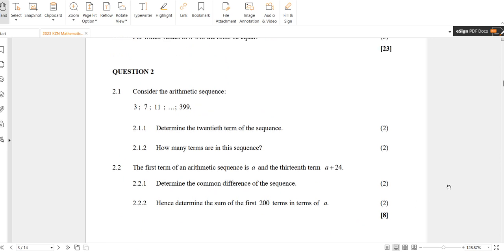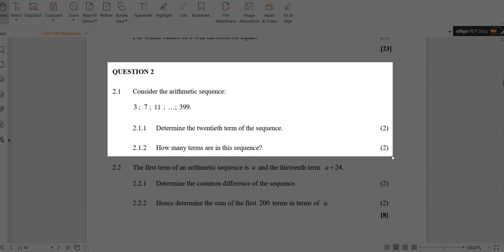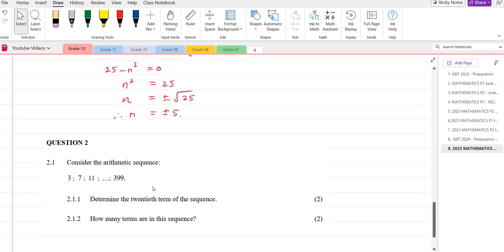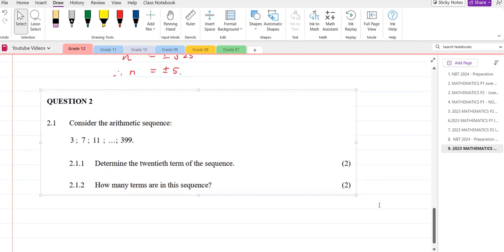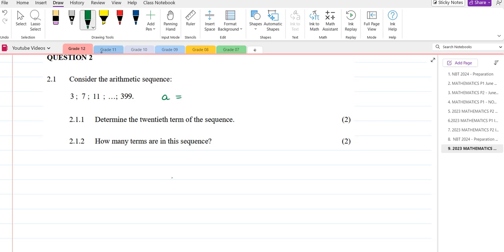Moving on to question 2. Right, so it's on sequence and series. Let's solve both problems. Now they're telling us the type of series is an arithmetic series. Determine the 20th term of the sequence. Now let's see what's in this arithmetic sequence. We have the value of a, which is 3, and the common difference is 7 minus 3. You can see you are adding 4 every time, so the difference is 4.